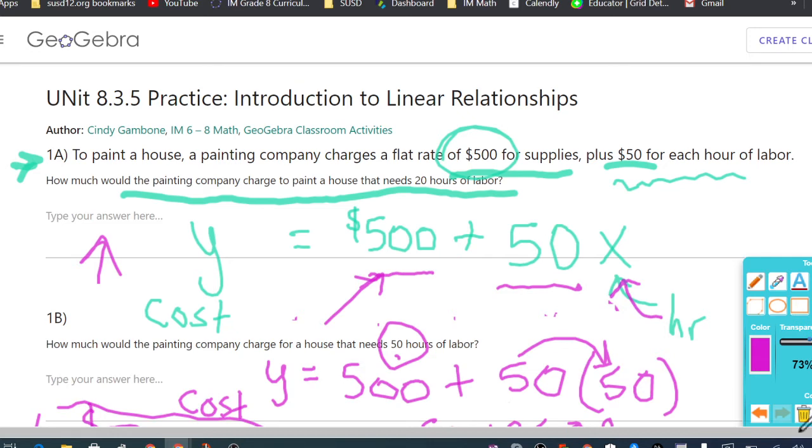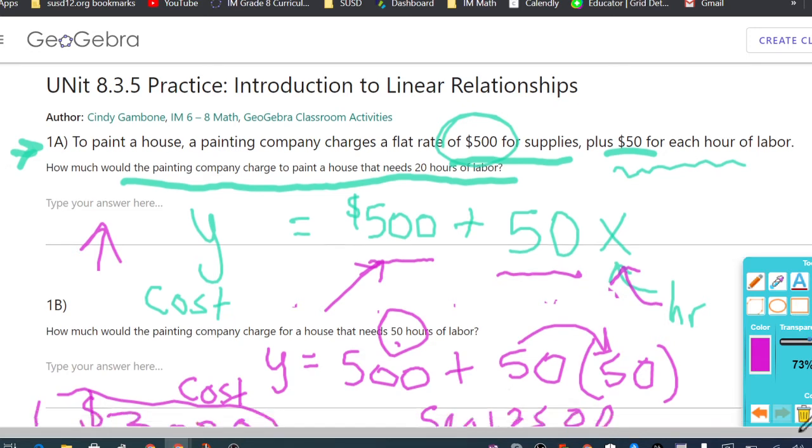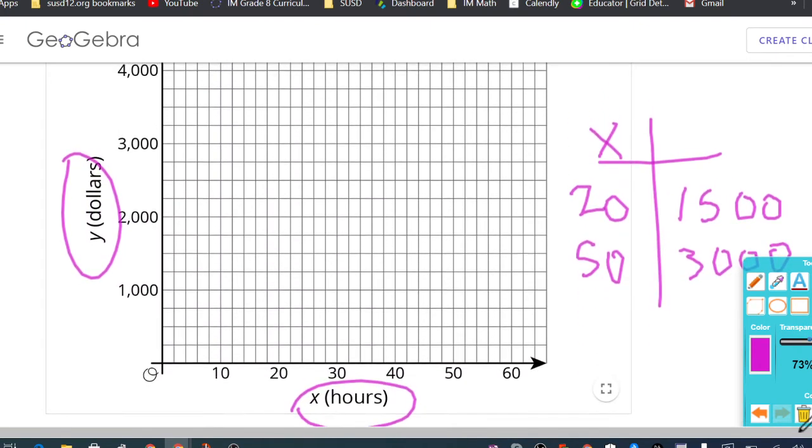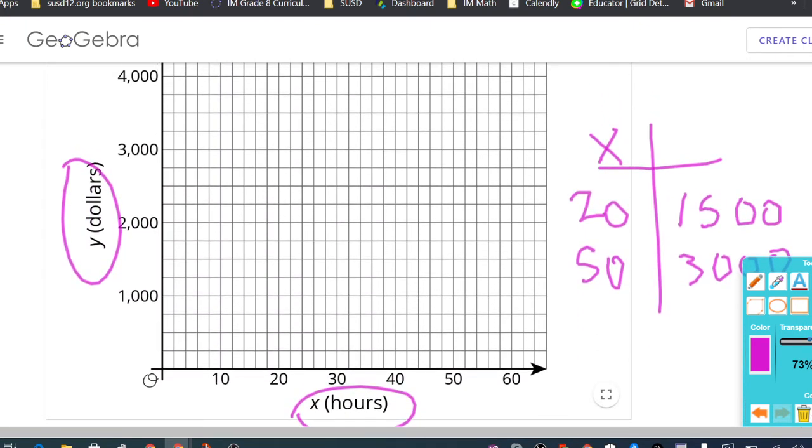20, 2 times 5 was 10. Yeah, 1,500. I think I got that right. Okay, so when the hours of labor was equal to 20 hours of labor, the cost was $1,500.